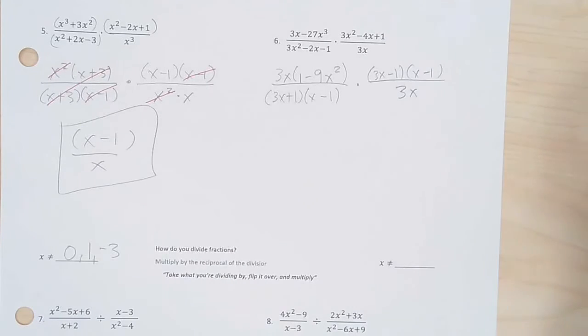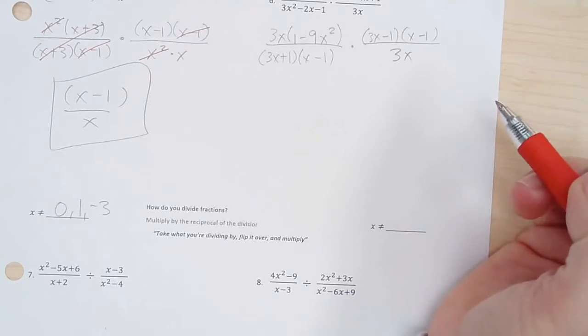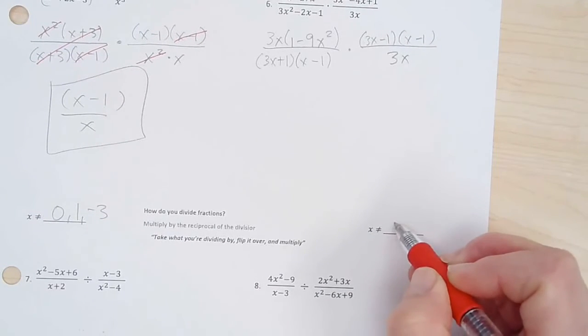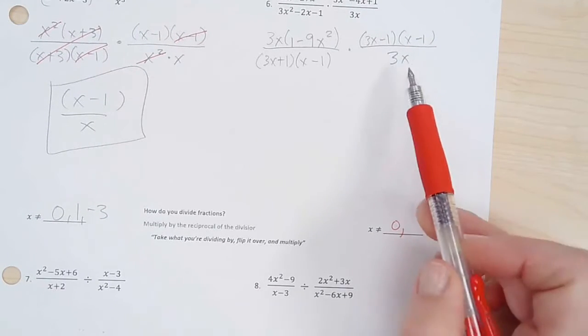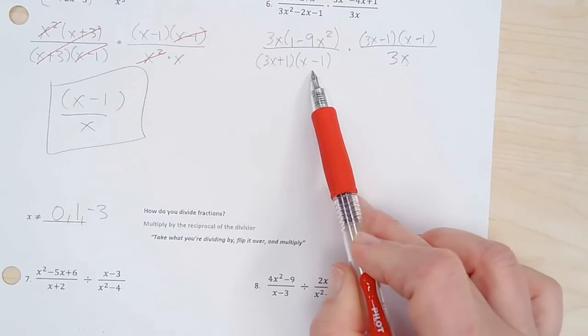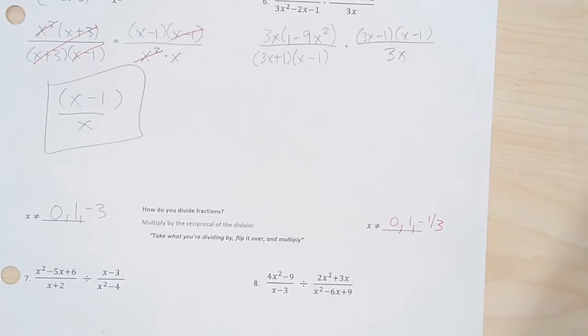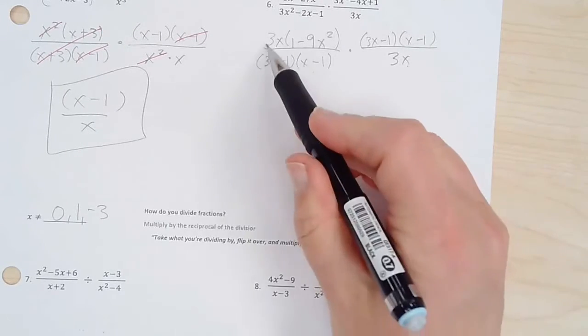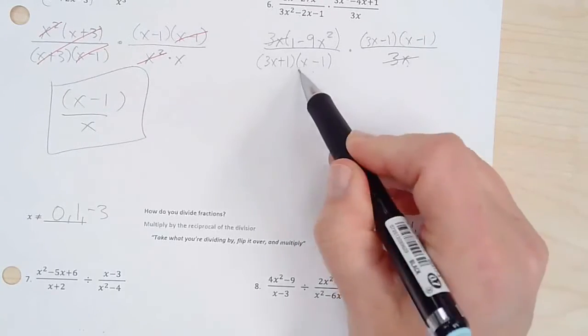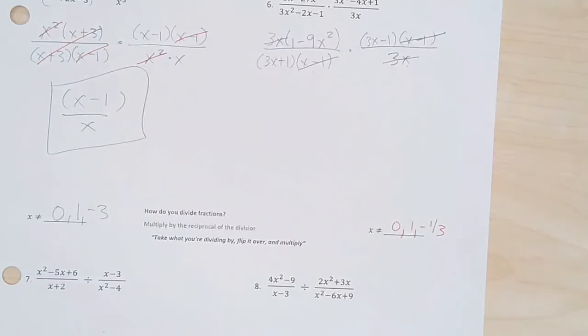So what's next? Well, we could simplify some things, but let's first look at our excluded values. We have to exclude 0 right here. We have to exclude positive 1 and negative 1/3. And then may as well cross off some things that can get simplified. The 3x plus 1 and minus 1 cannot be simplified. So let's see what we can factor here.